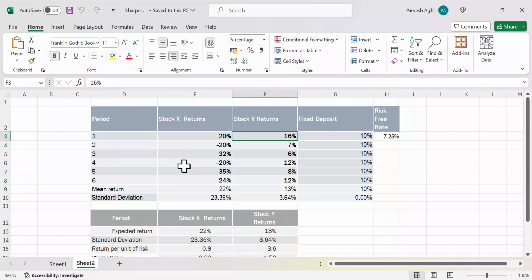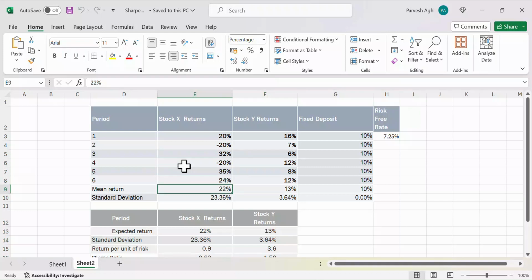So we can always calculate this return. I'll tell you how to calculate for any given stock. We're going to do that exercise shortly. Then in year 2, stock X gave minus 20% return. So the market can go up and down, we don't know. Third year, it gave 32%, and correspondingly the other stock is also changing. Then fourth year, fifth year.